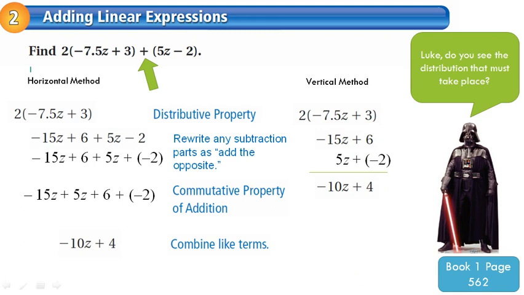I believe firmly that the vertical method keeps everything better organized because it stacks all the like terms together. There will be occasions where you still have to use the commutative property of addition to switch the terms around so that the like terms are actually above and below each other. Let's try some of these on your own.